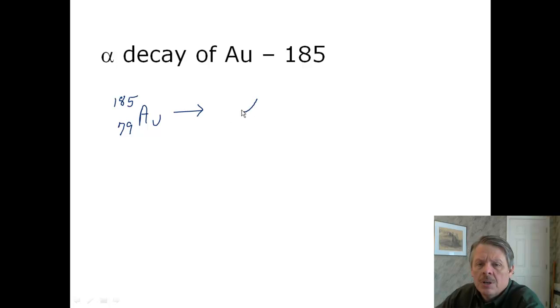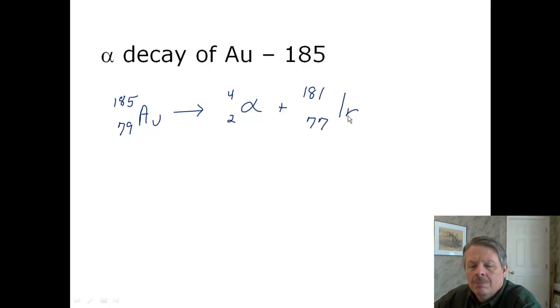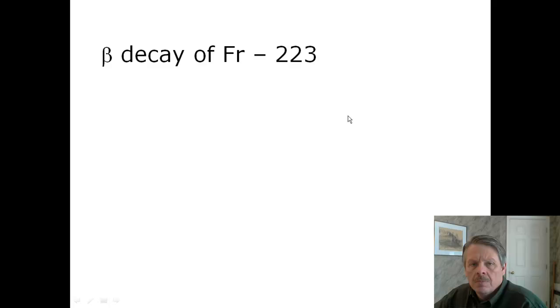Well, what's it going to become? Well, it's an alpha particle with a 4 and a 2. So let's see, that means the bottom number would be a 77, and the top number would be 181. And if I look up number 77 on the periodic table, that is iridium. Who in the world wants iridium? I don't want iridium. All right, this is the last one we get to do.